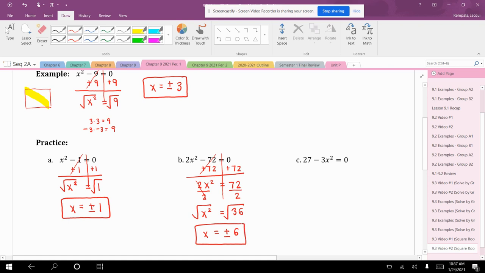If we take a look at the next example, 27 minus 3x squared equals 0. Once again, there are two numbers on the same side. I have to move the number that is not connected to the x squared.